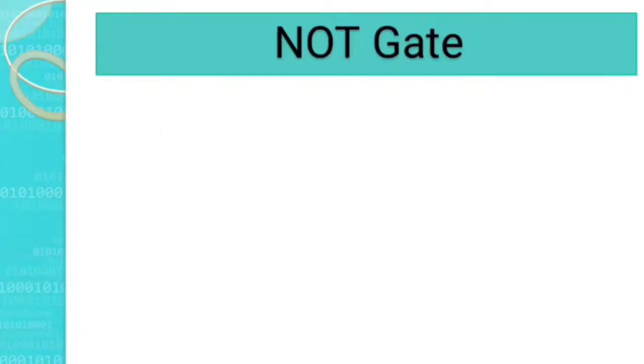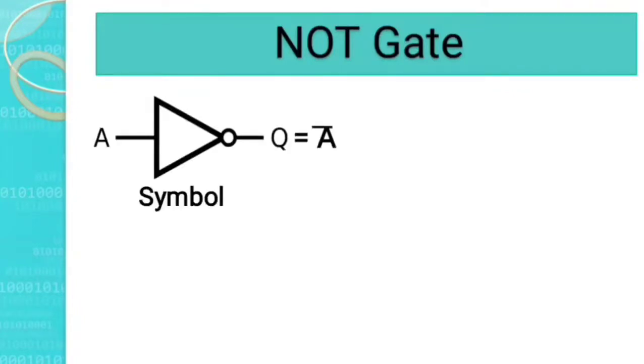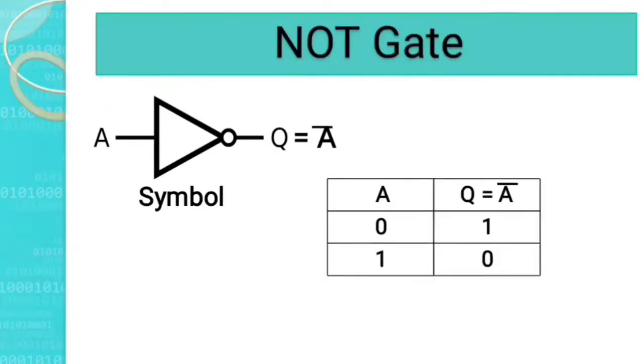Next gate is NOT gate. NOT gate is also known as inverter. It performs basic logical function called inversion. The purpose of this gate is to convert one logic level into opposite logic level. This is symbol of NOT gate. A is input and Q equals A complement is output. When input is low, output is high, and when input is high, output is low. This is truth table of NOT gate.